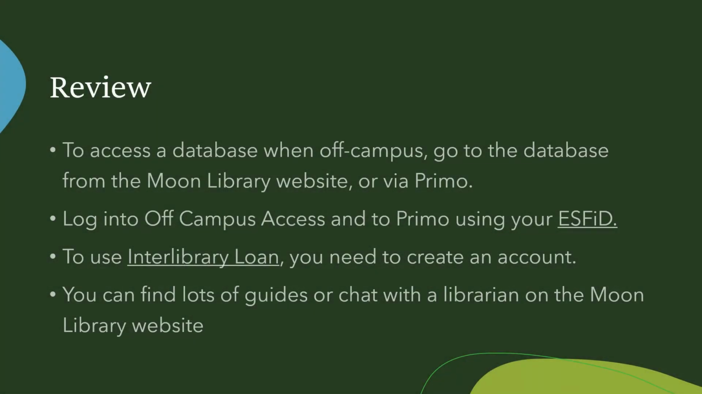Now for a quick review of all the topics we've covered in this video. To access a database when off campus, go to the database from the Moon Library website or via Primo. To log into off-campus access or to log into Primo, log in using your ESF ID. To use Interlibrary Loan, you need to create a separate account. And you can also find lots of guides and chat with a librarian on the Moon Library website.